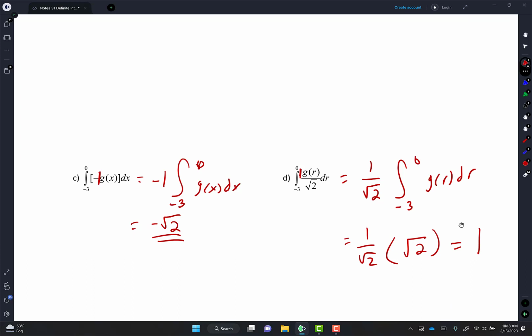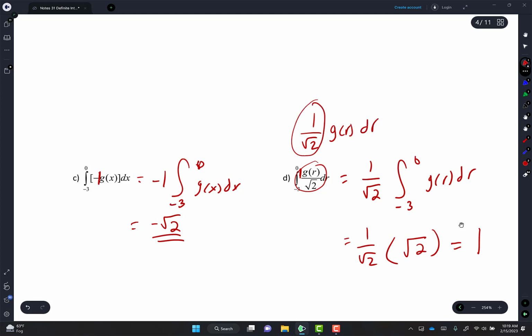Say it again. Oh, well, right here I have a quotient, and really I can make this on the inside look like 1 over square root of 2 times g of r. And now this 1 over square root of 2 is just a constant, and because it's a product, I can just take it outside the integrand. You know what I mean?